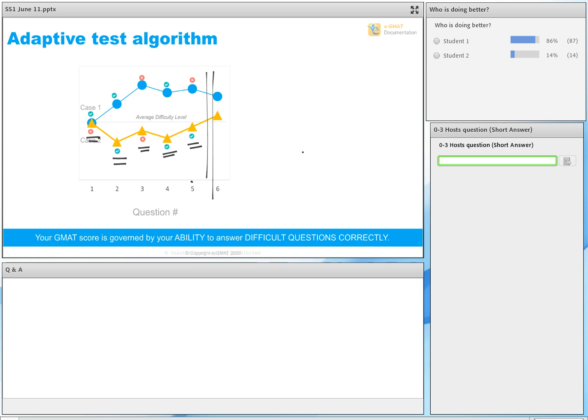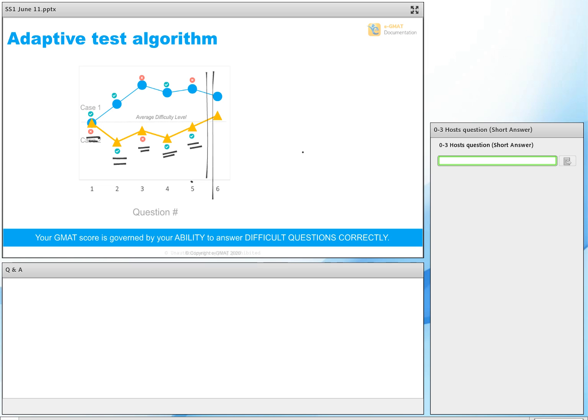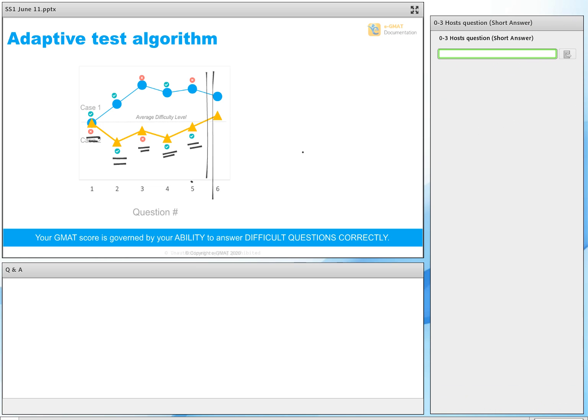So I'm going to hide this poll here. I'm going to extend the short answer pod so it spans greater area, more area on your screen. Good. That's wonderful.